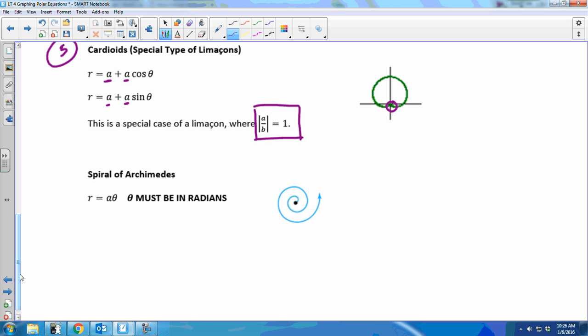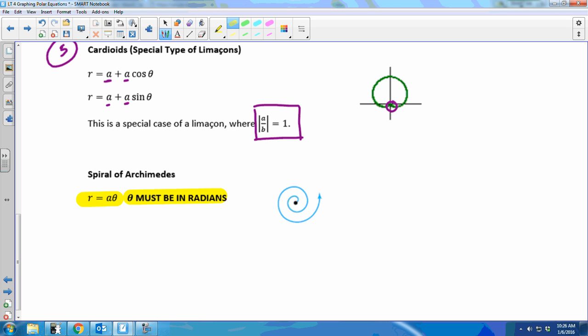And then the last one is a spiral of Archimedes. These are really easy to identify because there's no sine or cosine in them. It's just r equals some number times theta. And they always make a spiral. They always start at the pole. The important part here, though, is that theta must be in radians. So the polar planes I keep giving you to graph with have degrees on them. If you have a spiral of Archimedes, you have to change that in your mind. You'll need to change 30 degrees to pi over 6. You can't put 30 degrees in the equation and get out what you're supposed to. It has to be in radians.